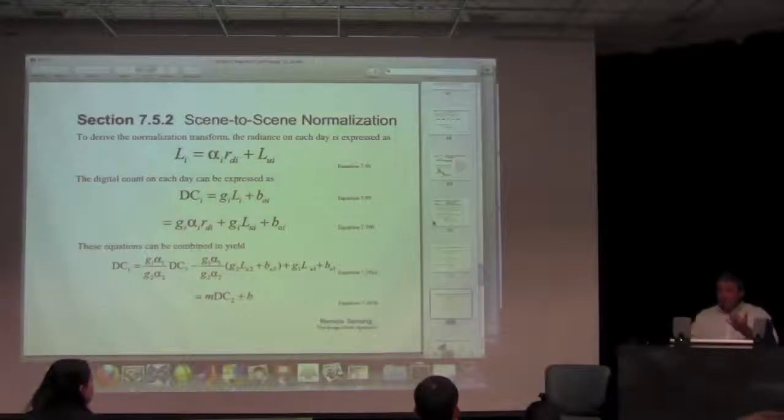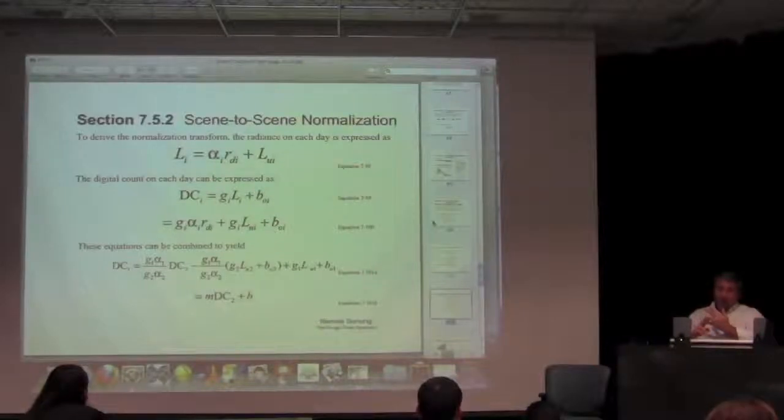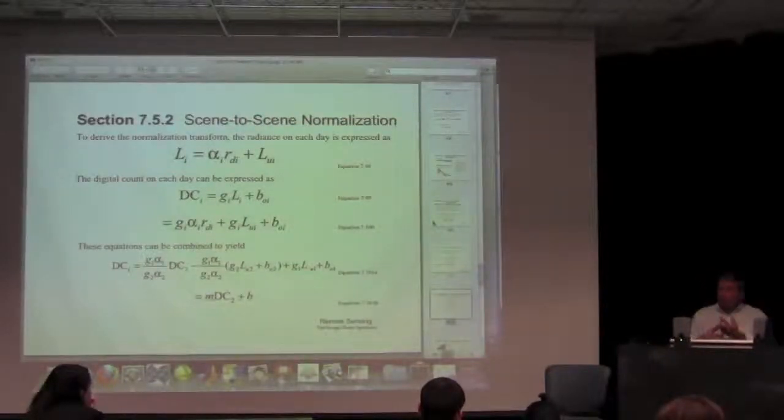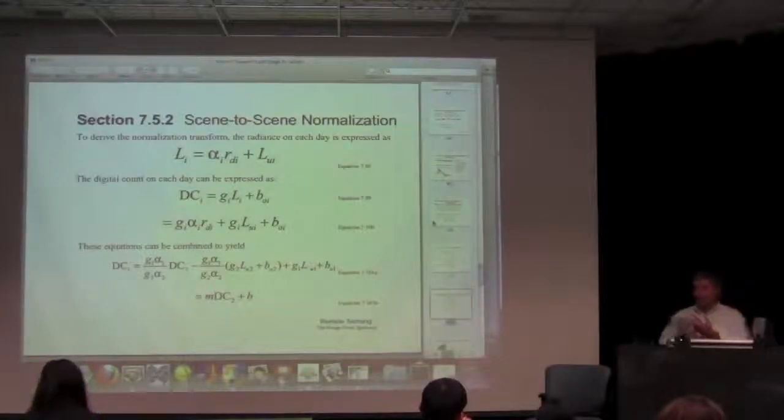It could actually have changed, if that's the kind of change you're looking for. The atmosphere could have changed above it, so that difference won't be zero. Or the actual reflectance of the target possibly could have changed.